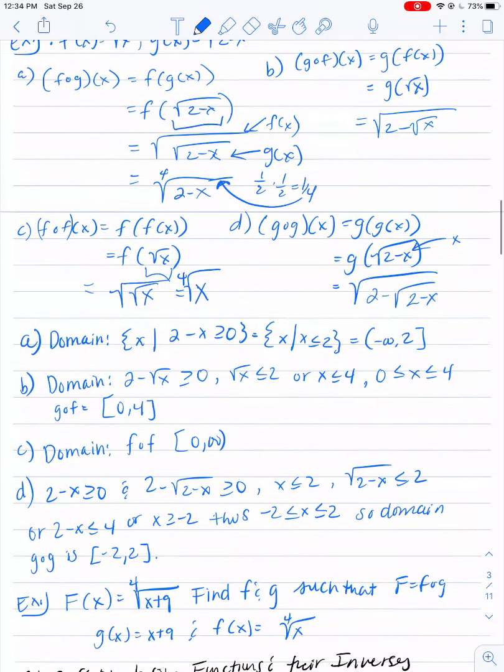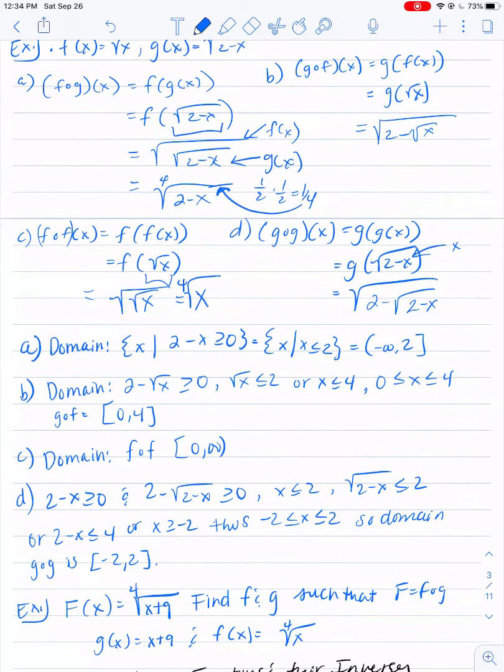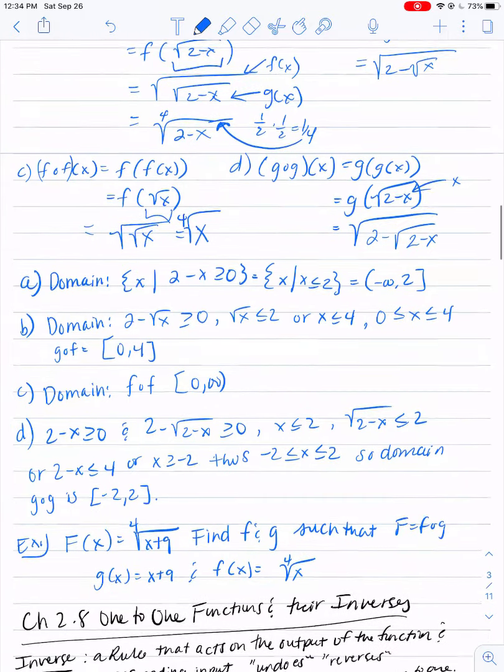And so if you got confused about the domains, I would just review our section 1.8 on inequalities, and also just what's allowed under a square root.